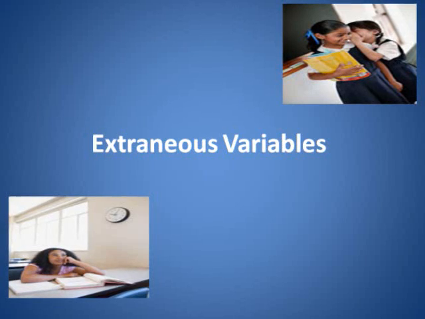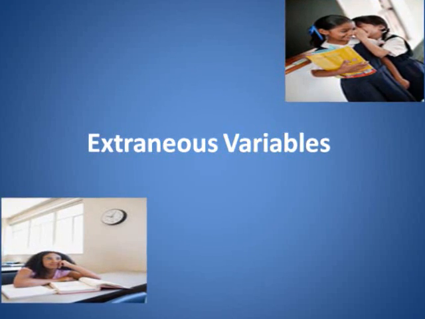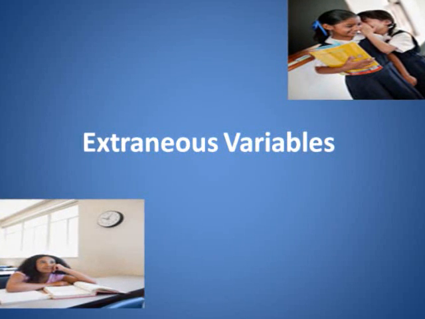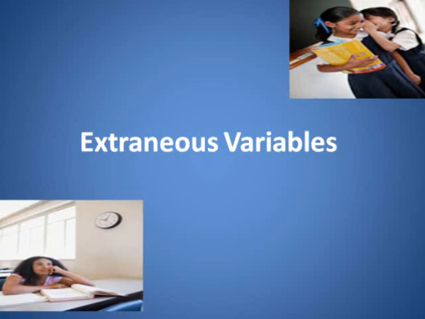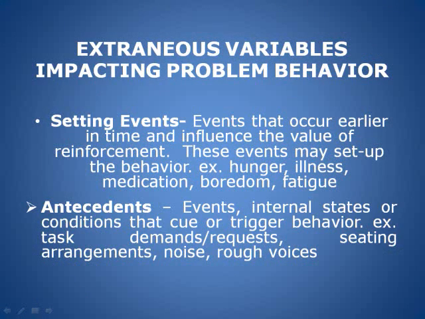It is very important that we also keep in mind some of the other factors that may influence behavior. Listed are some of those factors. These are extraneous variables that impact behavior. One example is the setting events. It has been described in detail, and we also have antecedents that can influence behavior.